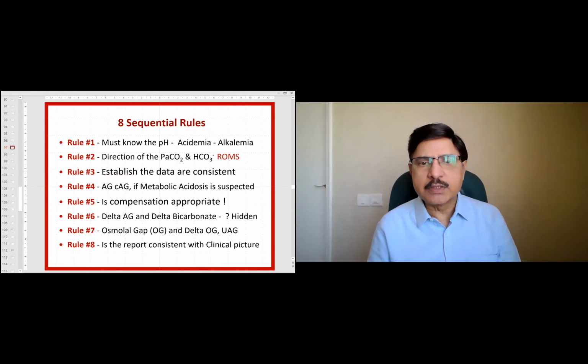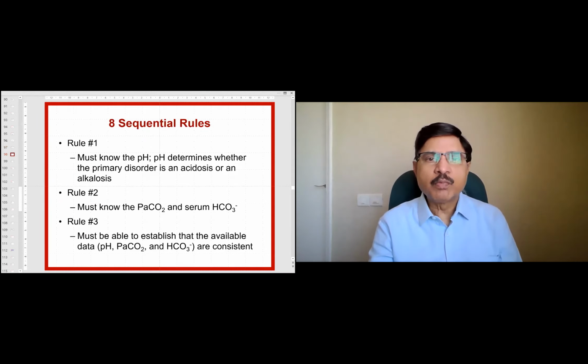And then rule number 6: what is the delta anion gap and delta bicarbonate, and compare how they are moving. And of course the osmolar gap and the delta osmolar gap and the urine anion gap to separate NAGMA and AGMA into various categories. And finally the consistency of the report with the clinical picture. These are the internationally accepted 8 different rules that you need to follow. Rule number 1, 2, 3 you already know.